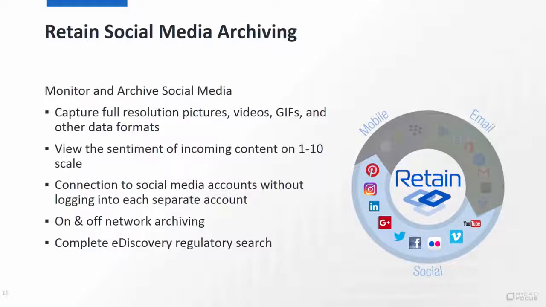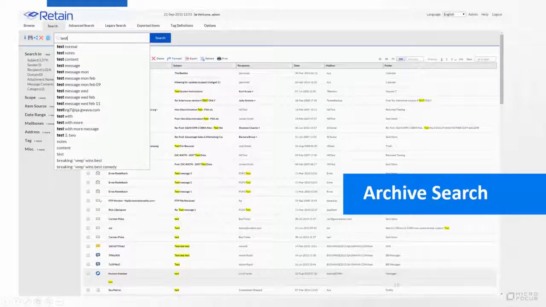So just to review them, you have Pinterest, Instagram, LinkedIn, Google+, Twitter, Facebook, Vimeo, YouTube, and Flickr are all archived and supported with Retain Social. And then, of course, they're archived in that same central archive with email and mobile. Let me just show a few screenshots of the search.